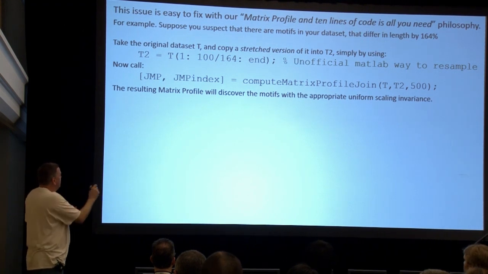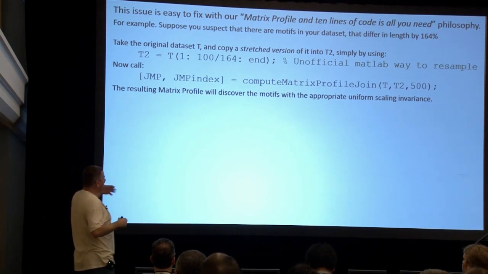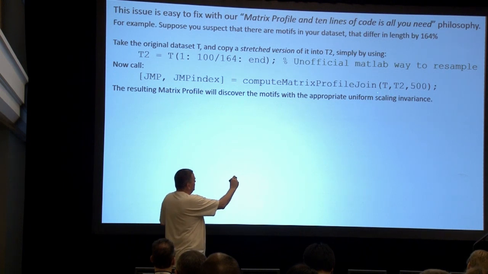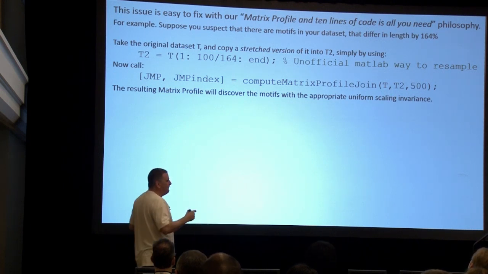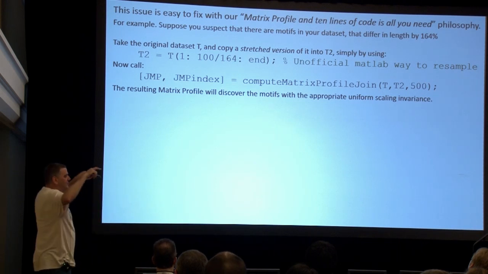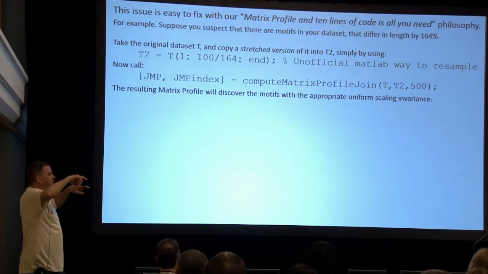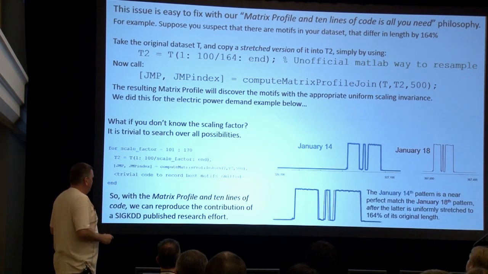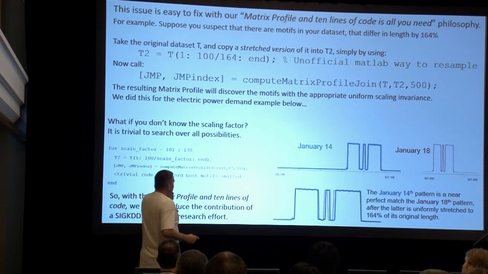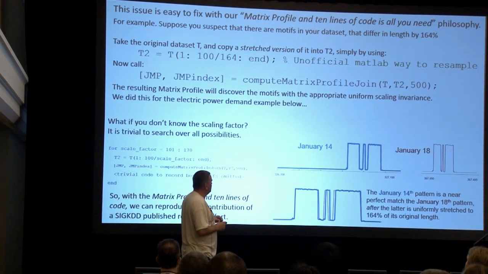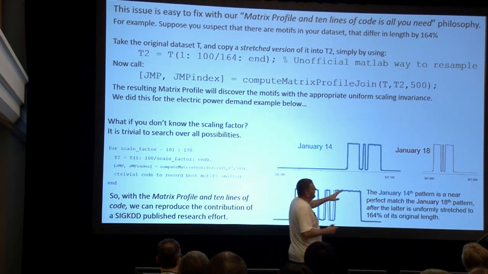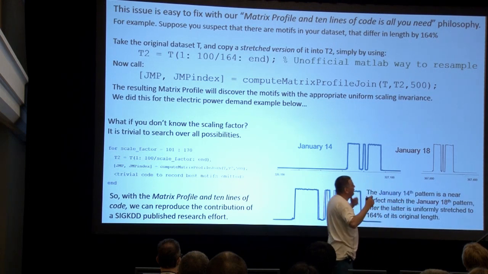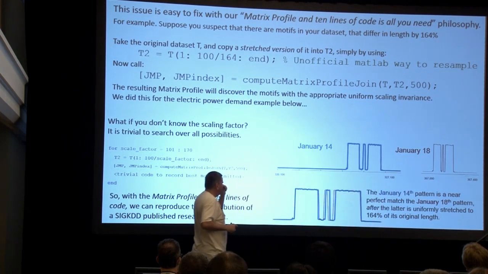And now, this is real code, by the way, I simply run my matrix profile join from T, the short version, to T2, the longer version, and the result of the matrix profile will minimize at the joint location of the two different lengths. Here's an example of this. This is real data from power demand. This is a dishwasher. And for some reason, on January 14 we see this, but on January 18 it's much more compressed. Probably the water's preheated for some reason.